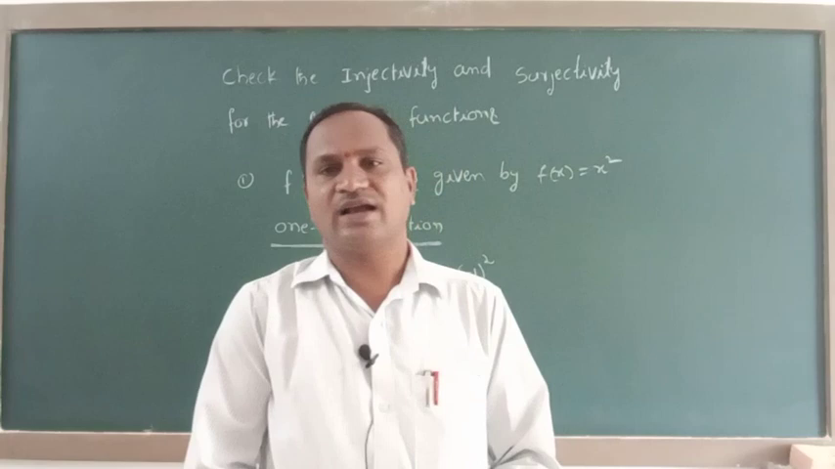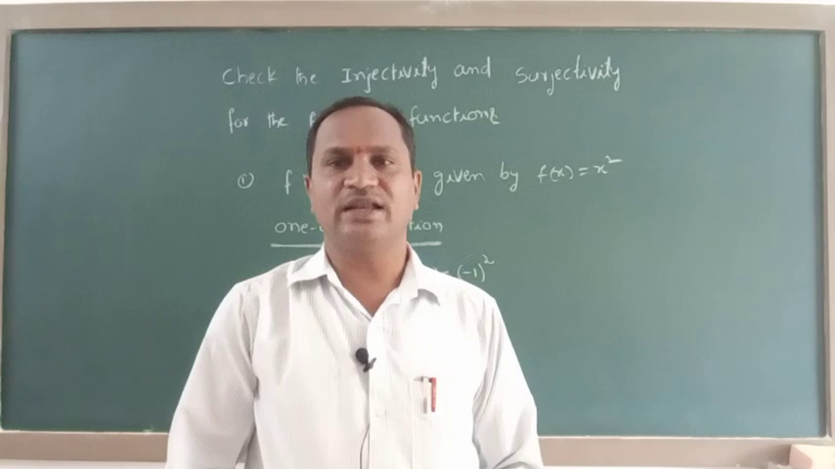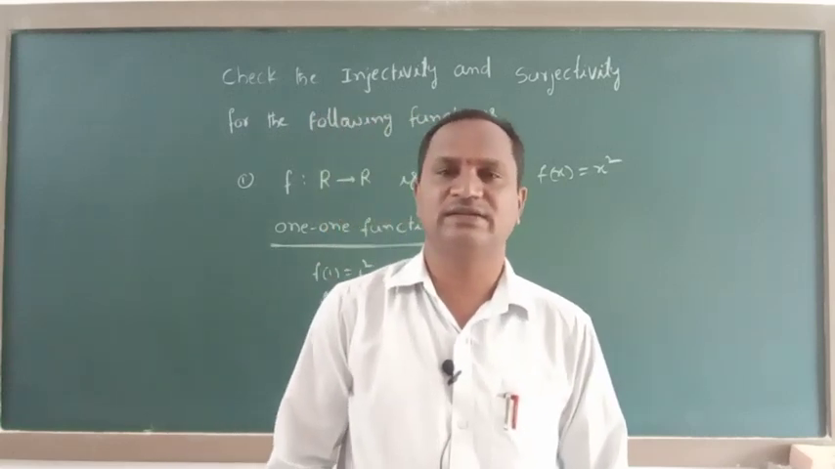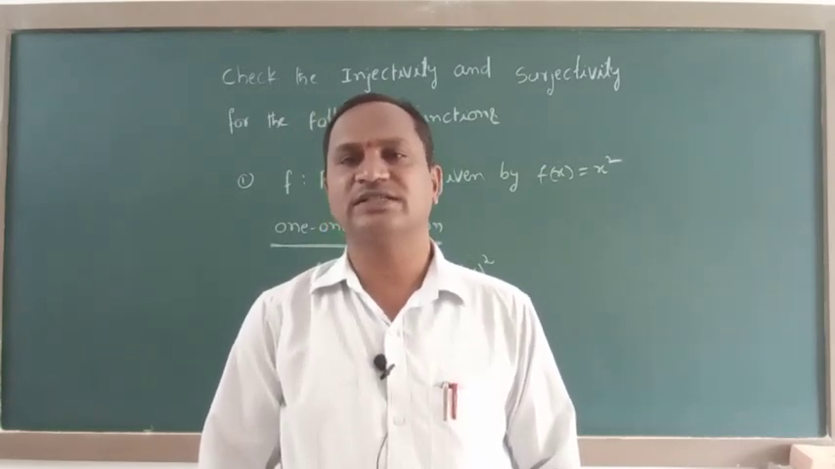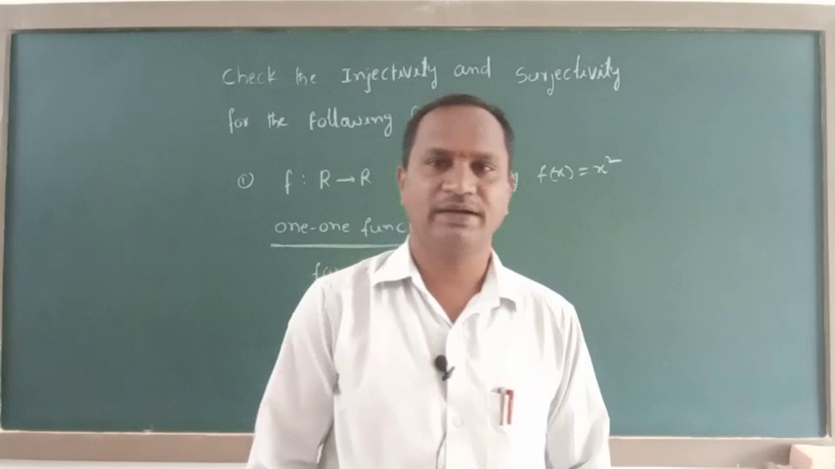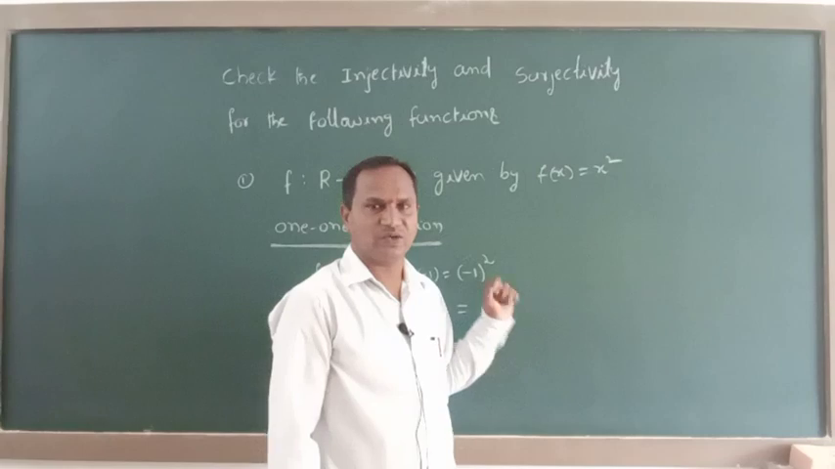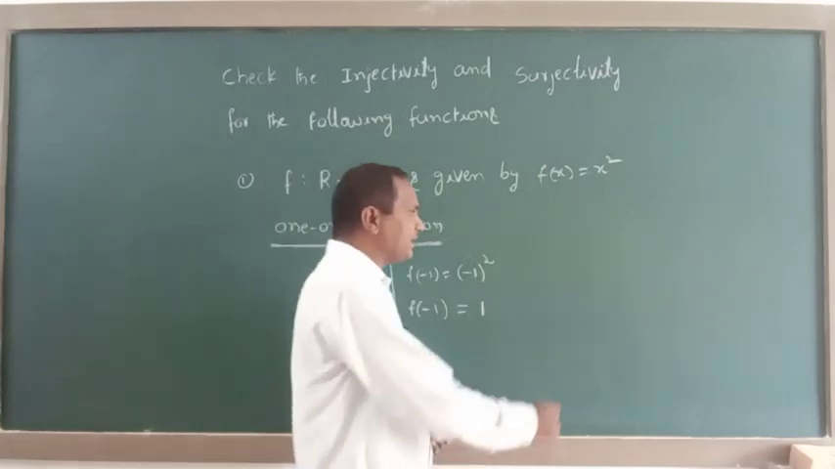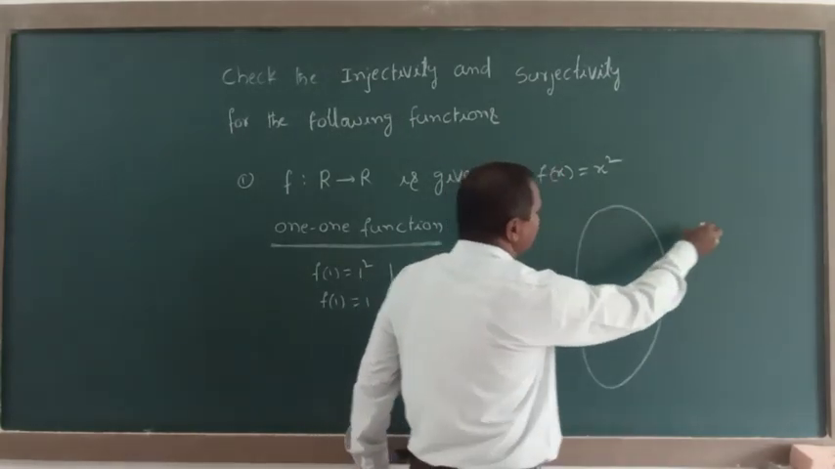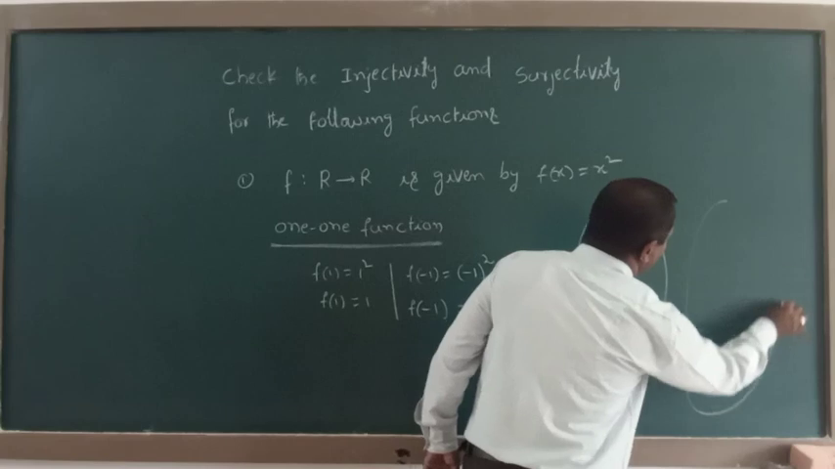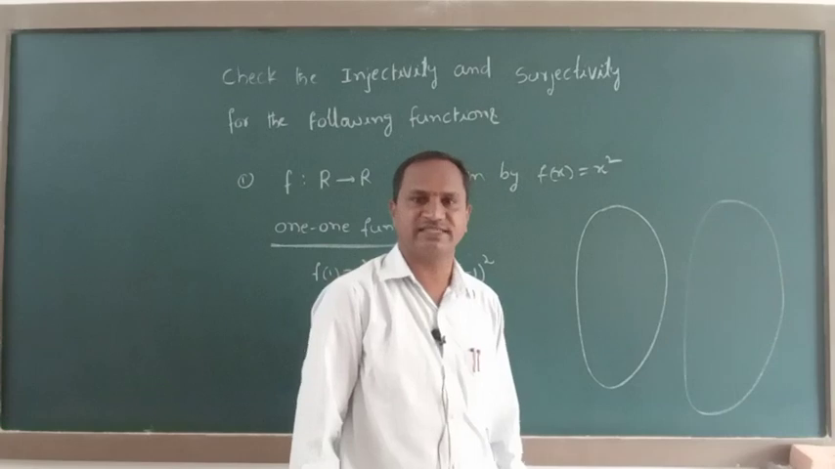That's why, according to the definition of one-one function or injective function, the different elements of domain are associated with different elements of codomain. Then only we say f is a one-one function or injective function. But here the two different elements 1 and minus 1 have the same image 1 in the codomain. If we show it diagrammatically, easily we can understand whether those elements have the same image or not.